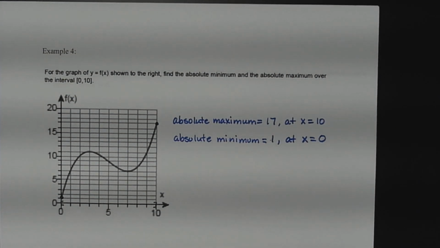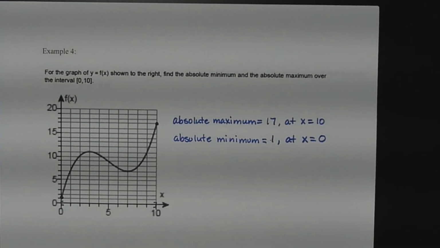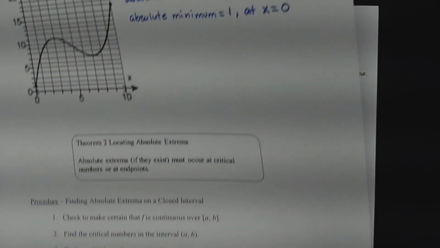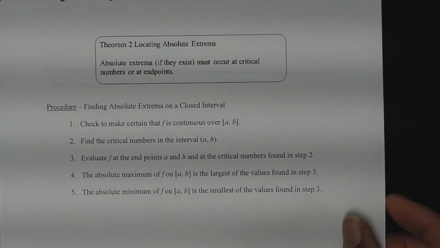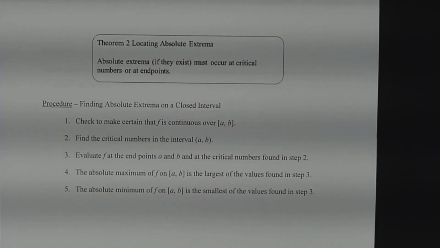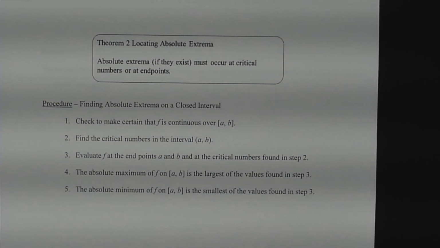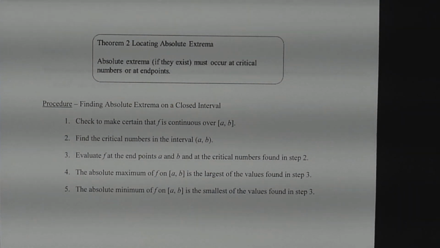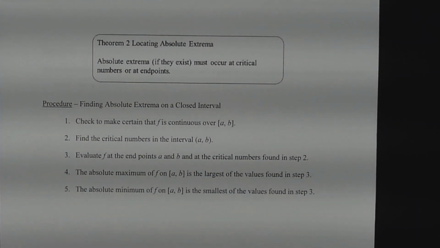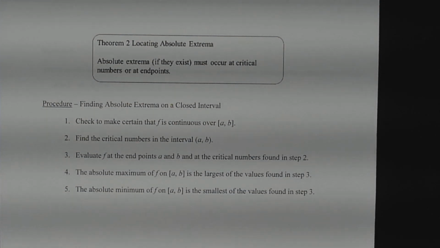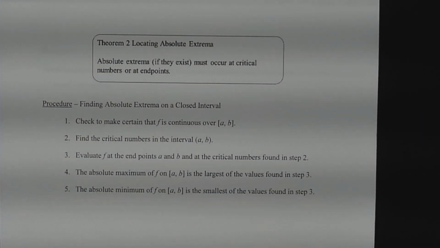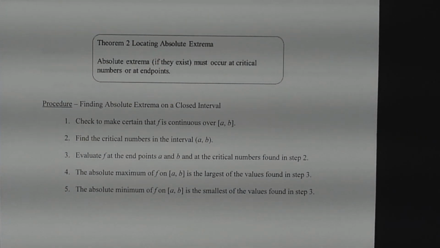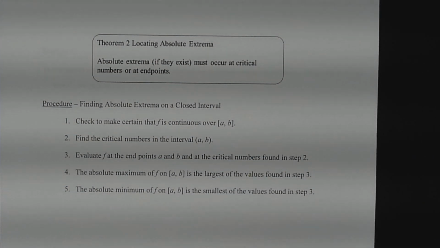All right, so that's how we find the maximum and the minimum values over an interval when you're given a graph. All right, so now let's look at the next theorem where we're going to actually locate absolute extrema. And here's the procedure for doing that. But before that, let me tell you what theorem 2 states. Absolute extrema, if they exist, must occur at critical numbers or at endpoints.